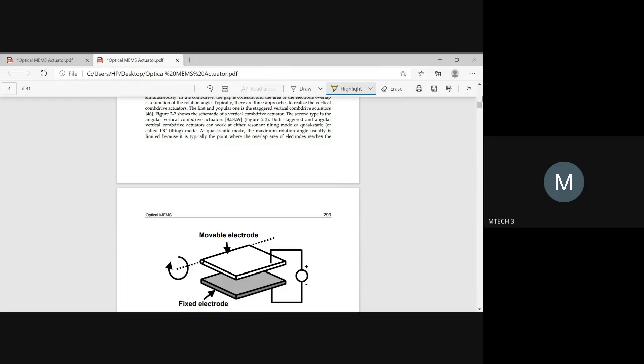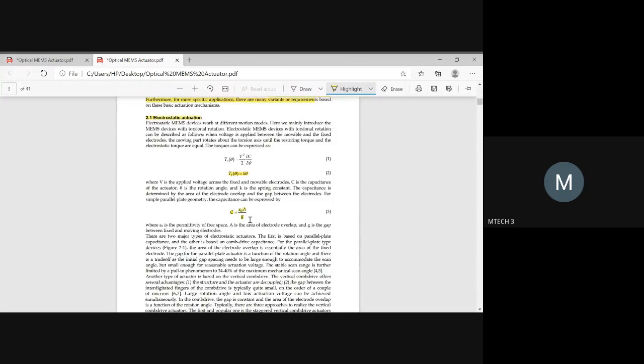The value varies with respect to the gap you have between the two electrodes. You cannot blindly fix the gap between the electrodes. It should have a proper aspect ratio or else you won't get the required capacitance value. So everything is interrelated, so that you have to know.